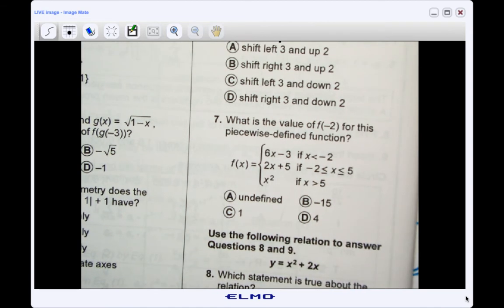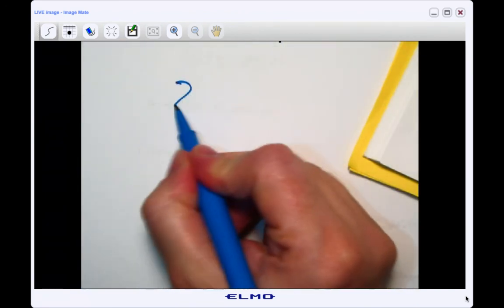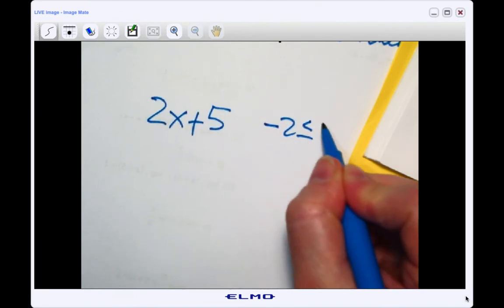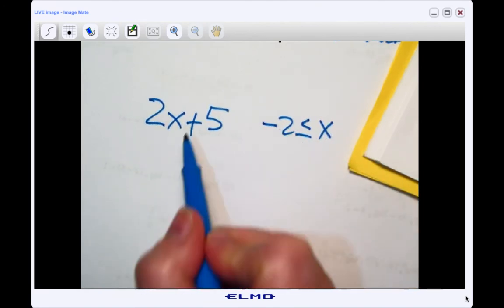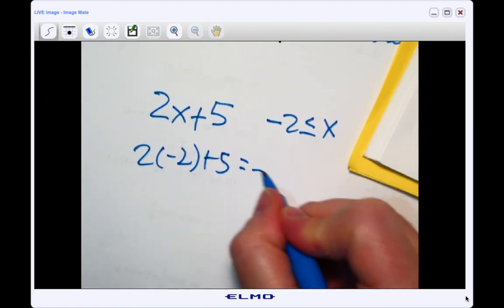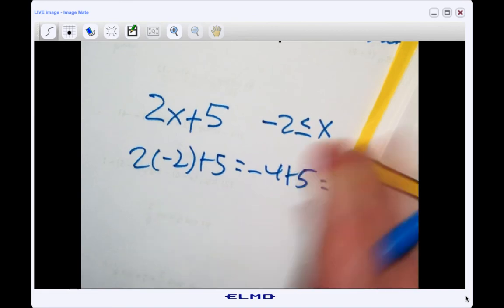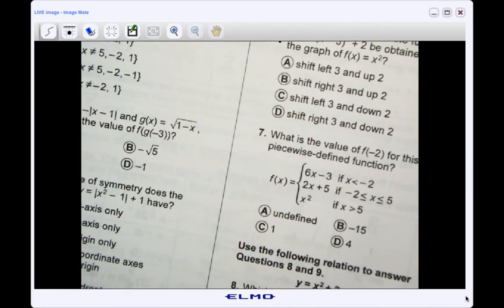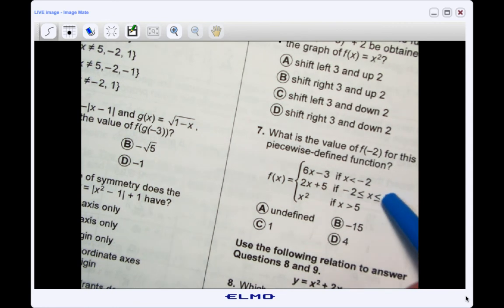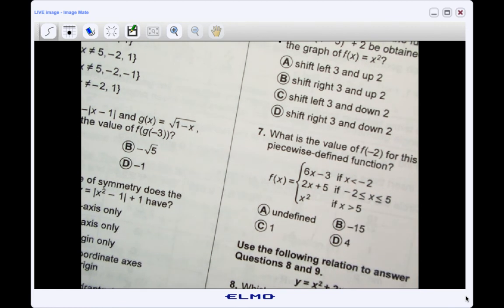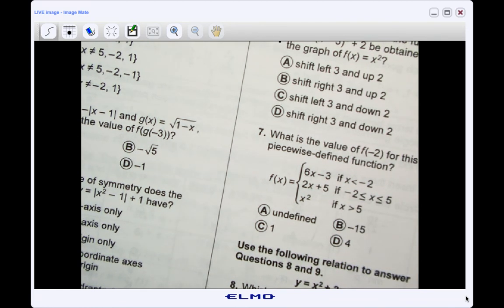So when I plug a -2 into 2x, and that's when I'm bigger than or equal to -2, I use this rule. That's going to be 2 times -2 plus 5. So that's going to be a -4 plus 5. So obviously that gives me a 1. So for this one, it's going to be C, number 1. And these are always the same. You just look for the piece of the function that fits the number you're looking for and just plug it into that one. And that's how you figure out what it is you're looking for.